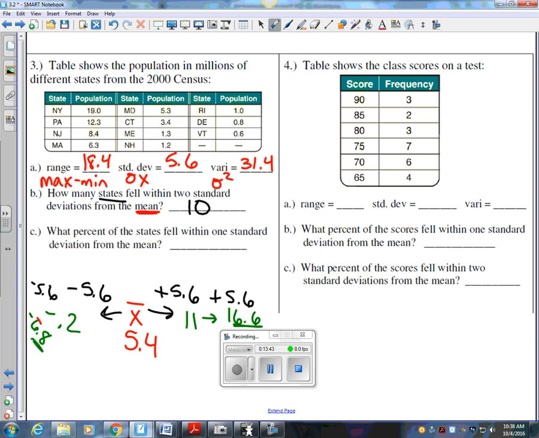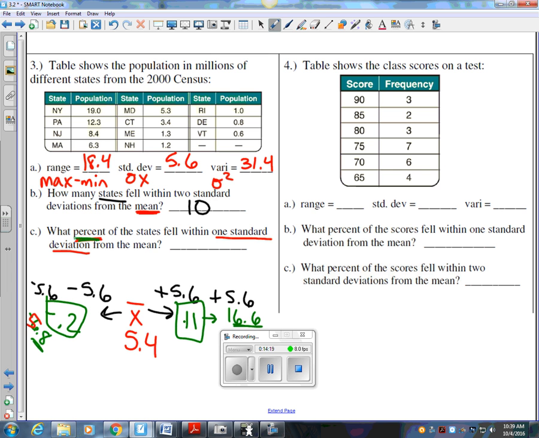Yes, thank you. Okay. All right. This one, C, what percent? Now this is going to change your answer a little bit. What percent of the states fell within 1 standard deviation? So 1 standard deviation was 11 and negative 0.2. So first of all, let's just count. How many are between negative 0.2 and 11? These two don't count. Do the rest of them? Okay, so 1, 2, 3, 4, 5, 6, 7, 8, 9.